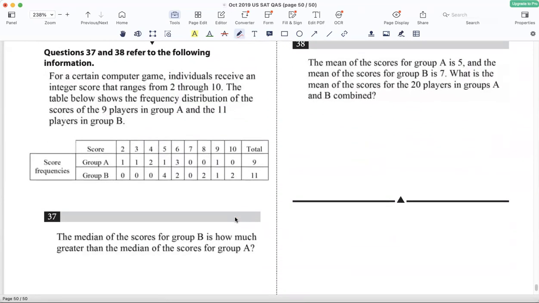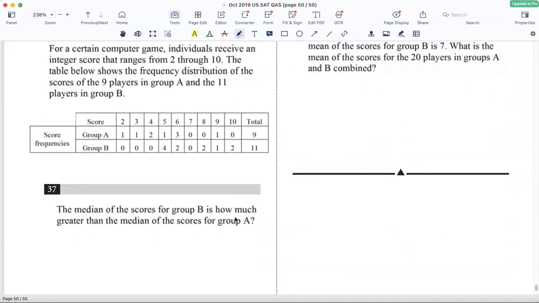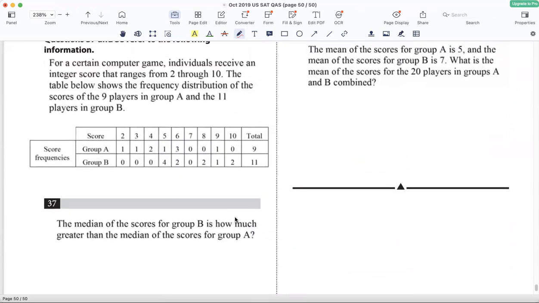For a certain computer game, individuals receive an integer score that ranges from 2 through 10. The table below shows the frequency distribution of the scores of the 9 players in Group A and the 11 players in Group B. The median of the scores for Group B is how much greater than the median of the scores for Group A?